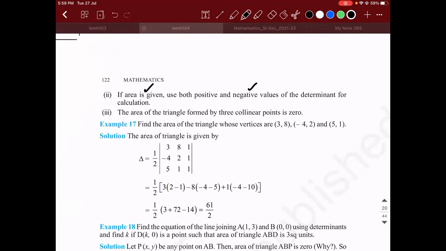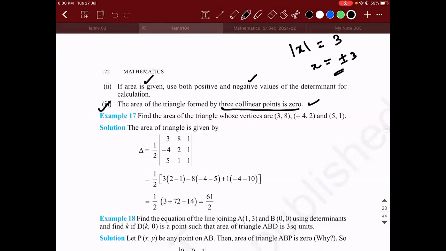This is another thing. Okay, sometimes they will give you the area and ask you to calculate the coordinates to be joined so that you get this particular area. That time what you're supposed to do is take both positive and negative values, because whenever you have modulus of x is equal to 3, x should be written as plus or minus 3. Most of them write x is equal to 3 only. Okay. Third, the area of a triangle formed by 3 collinear points is 0. Okay, this is also known to us.